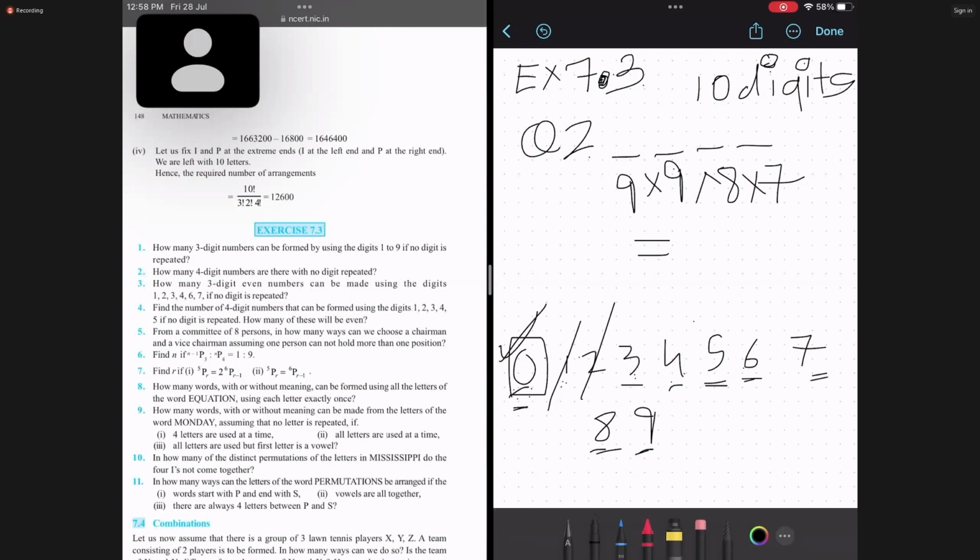Calculate this. 4536 numbers are possible. Correct. So that is the crux of finding out how many 4-digit numbers can be made when repetition is not allowed, and that is how it is done, right?